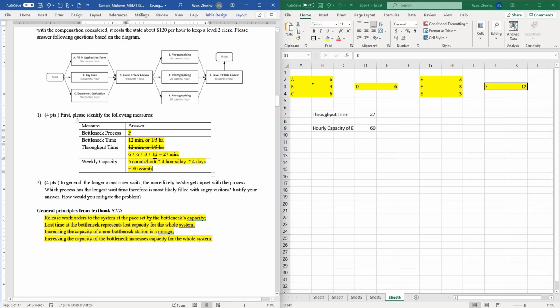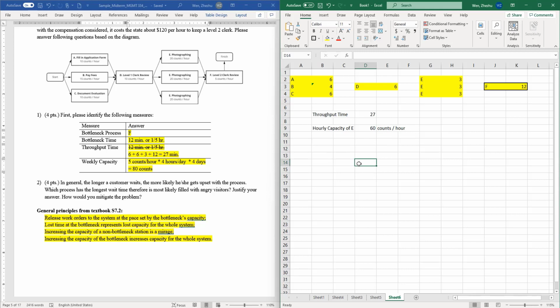Then the next analysis will be based on this particular result. In general, the longer the customer waits, the more likely he or she gets upset with the process. Which process has the longest wait time, and is therefore most likely filled with angry visitors? It's very obvious that the process between E and F will have the biggest buffer, right? Because the hourly capacity of E is actually 60 counts per hour. I hope this makes sense to you.